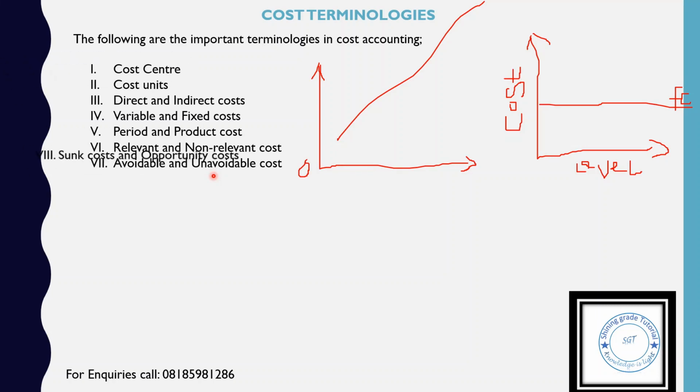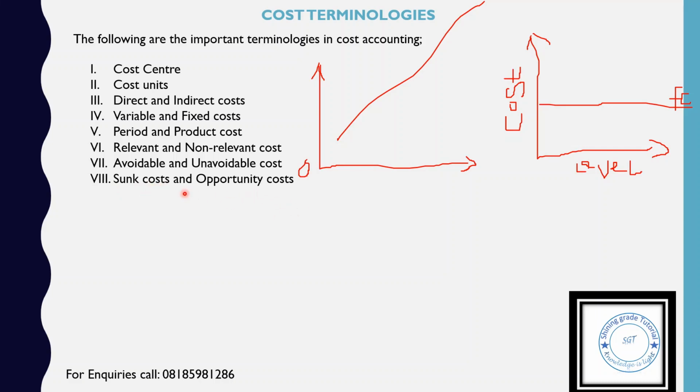Alright, so the next aspect we have is sunk cost and opportunity cost. Sunk cost is the aspect of historical cost that was already incurred in the past. So no matter what, such costs can never be relevant to the decision at hand, since they have been incurred in the past. In decision making by the management, sunk costs should not be considered in any way. Do not forget they are historical costs that have been incurred in the past, so they do not in any way affect decisions at hand.